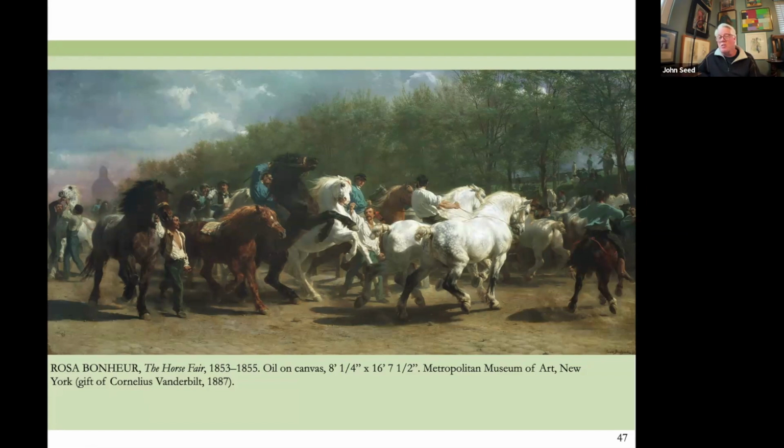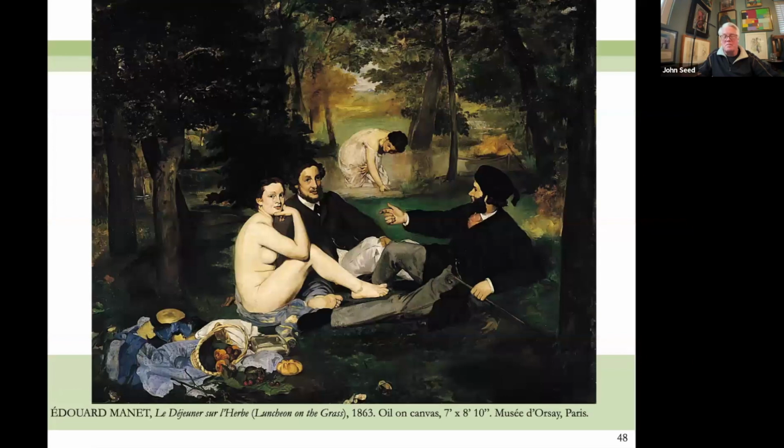Yes, she did dress in men's clothes, and yes, she had a great number of students, and she had a reputation up there with Bouguereau. She was up there with the other great academic painters. This is a very lively painting, the Horse Fair of 1855, and I'm sure many, many lithographs were made of that painting.